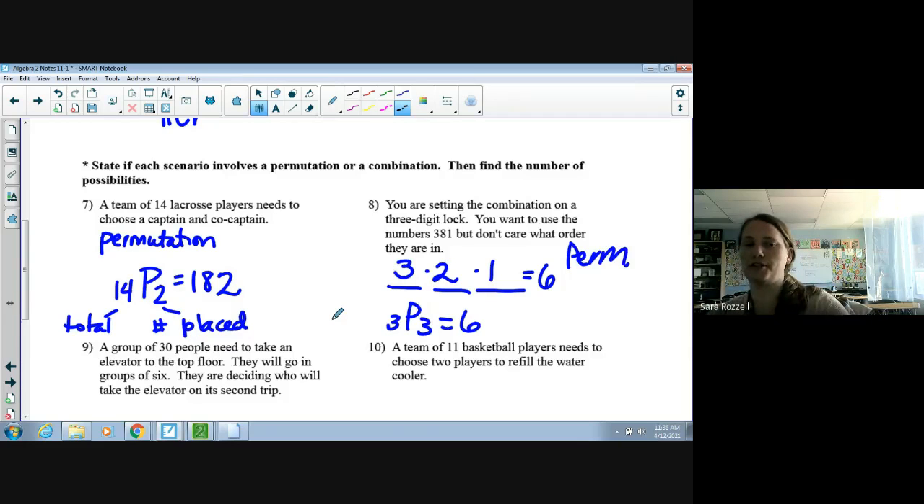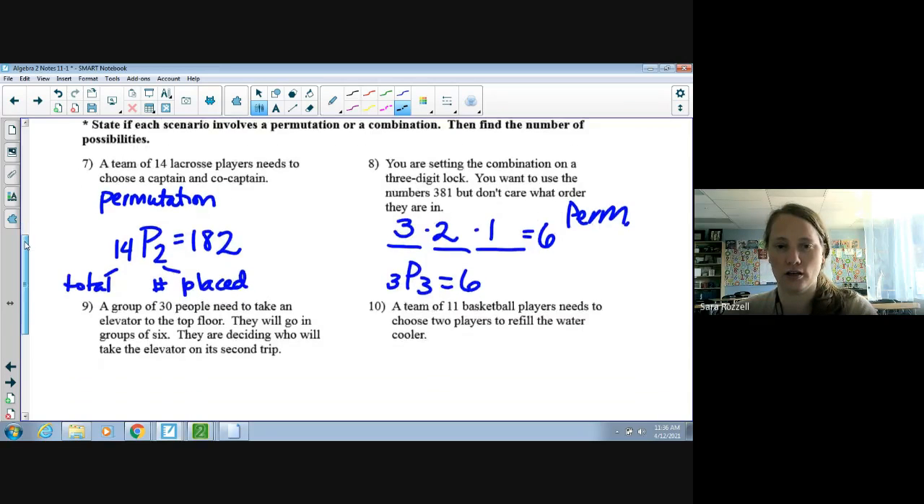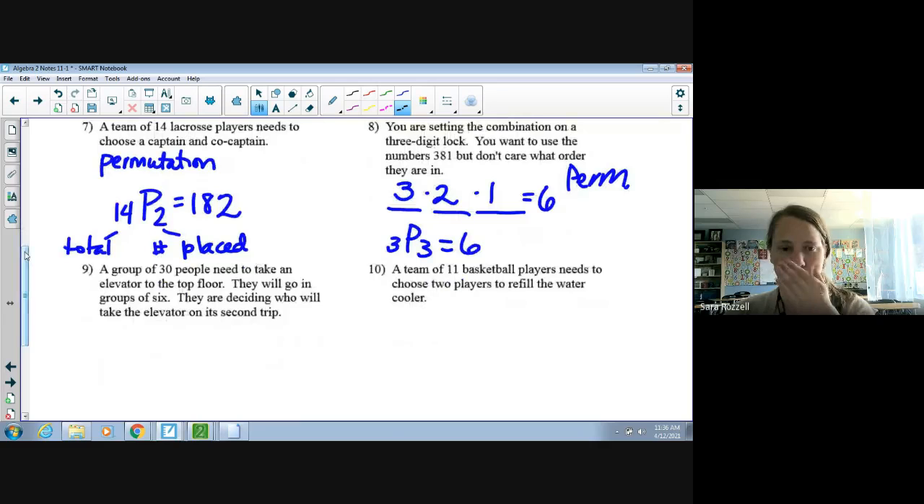So those were both permutations. It's going to be pretty obvious things are going in an order, or they have specific job titles for them. So if you see president, vice president, captain, co-captain, things like that, you're going to have a permutation because it matters where they are in the list.